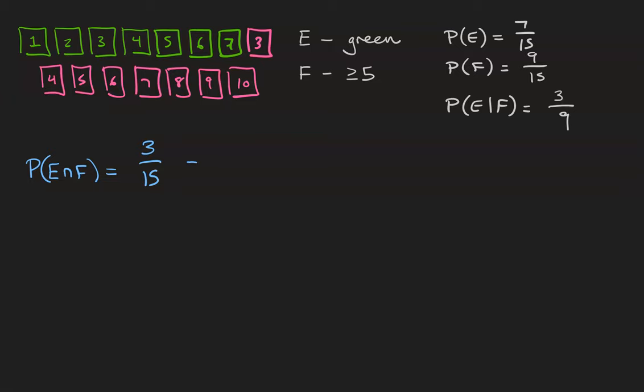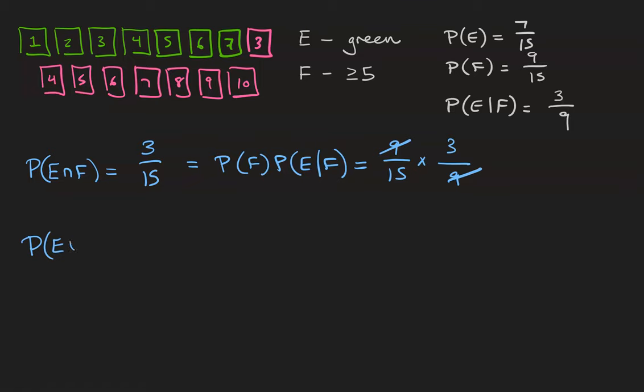However, we can also get this answer by doing P of F times P of E given F. P of F is 9/15 times P of E given F, which is 3/9. The 9's cancel, and we have 3/15.